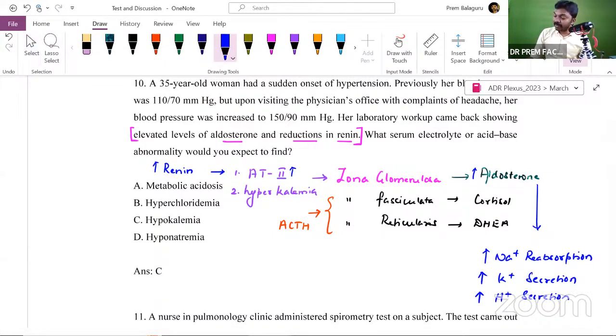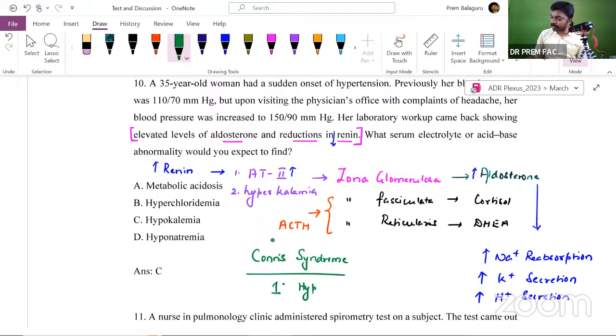This patient has elevated levels of aldosterone in the presence of reduction in renin. So even though renin is reduced, aldosterone is being overly synthesized. It means this patient is suffering from a condition called Conn syndrome, which is nothing but primary hyperaldosteronism.